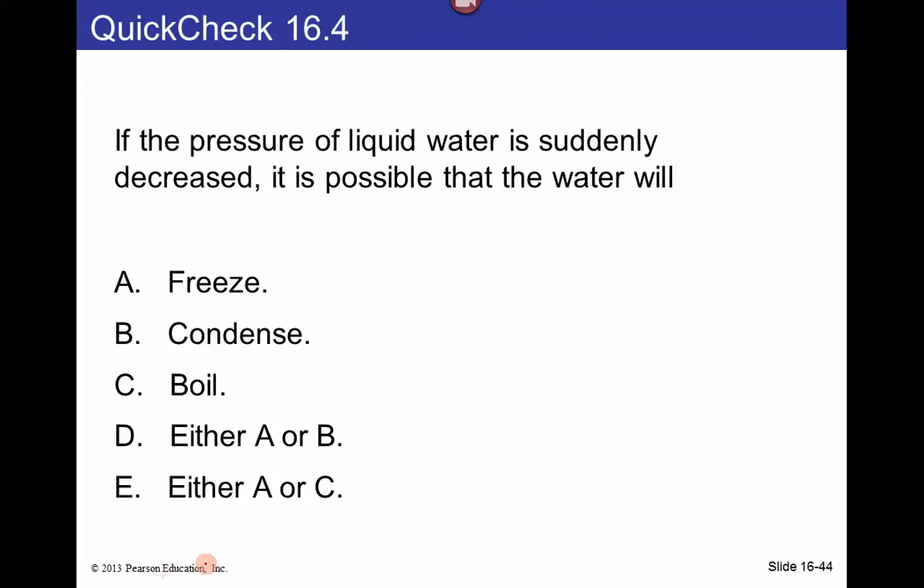Here's a quick question. If the pressure of liquid water is suddenly decreased, is it possible that the water will freeze, condense, boil, either A or B, or either A or C? Take a minute to answer this question, and also look at the phase diagram of water when you answer this question.